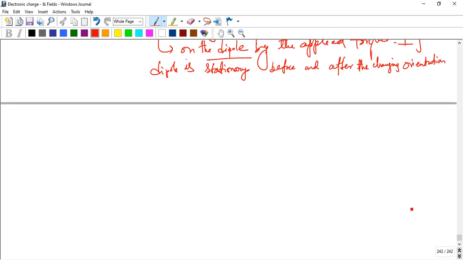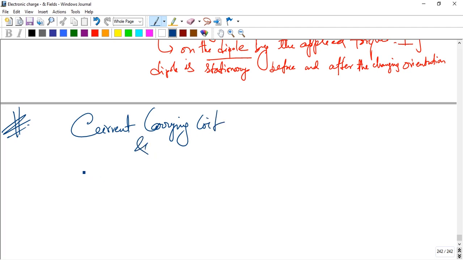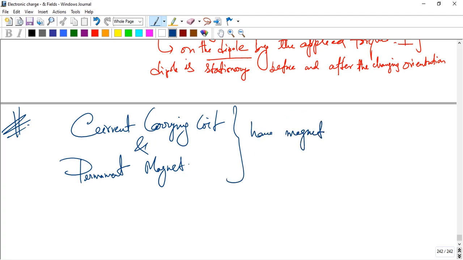So we have identified that, the final verdict is that we have identified only a current carrying coil and a permanent magnet. These two, the current carrying coil and the permanent magnet, have a magnetic moment.